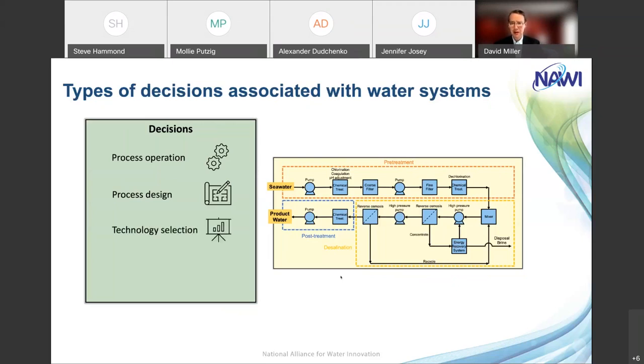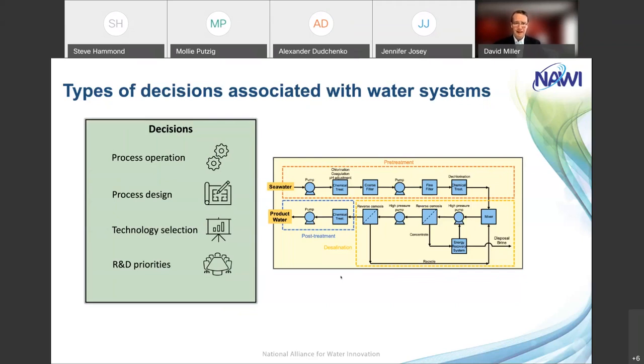We might be interested in making decisions about technology selection. What types of reverse osmosis membranes do we want to pick? Do we want to consider changing out our existing technology for a new type of technology? And we might also be interested in making decisions around R&D priorities. For example, understanding existing technologies and existing approaches, looking at the pinch points and where there are the greatest opportunities to improve the overall process.